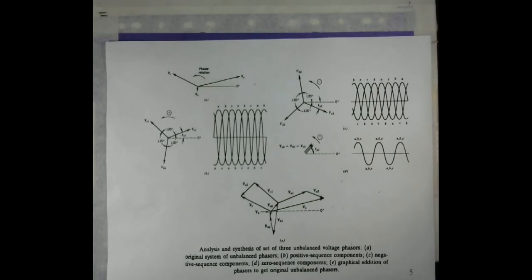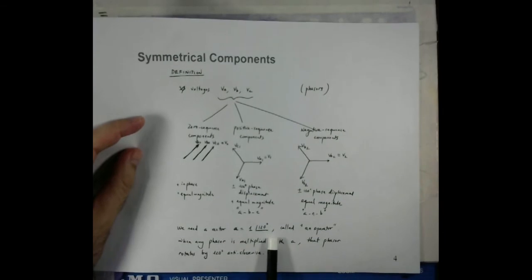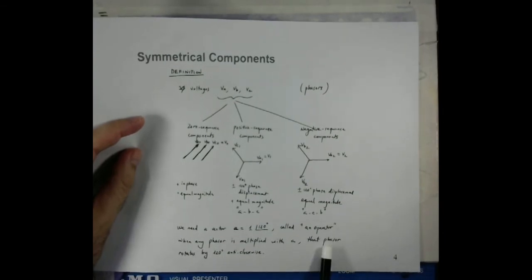How to get those sequence components? Now I will talk about that. As I mentioned, for transformation we need a vector A. We need a vector A having a magnitude of 1 and an angle of 120 degrees. We call it an operator. Whenever it is multiplied with any phasor, it is shifted anticlockwise by 120 degrees.